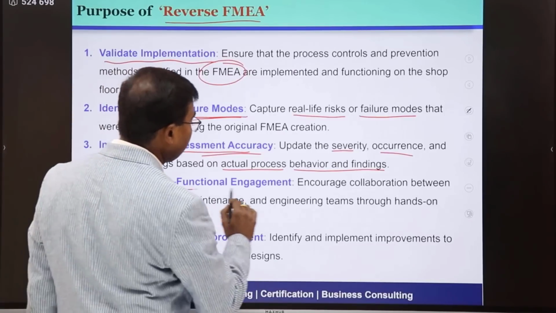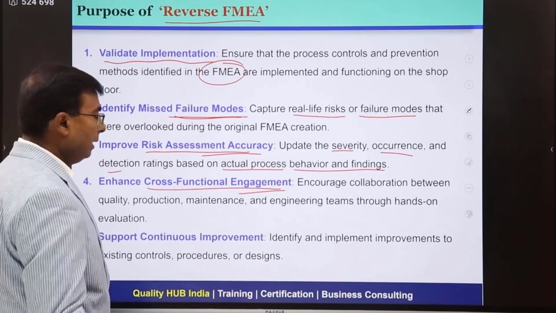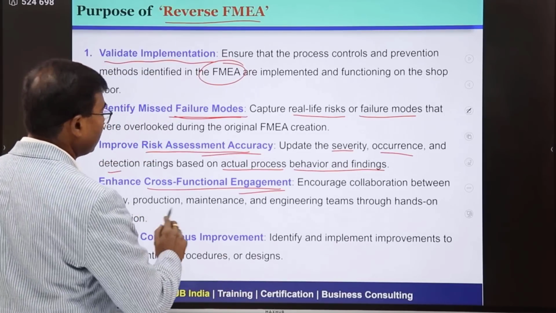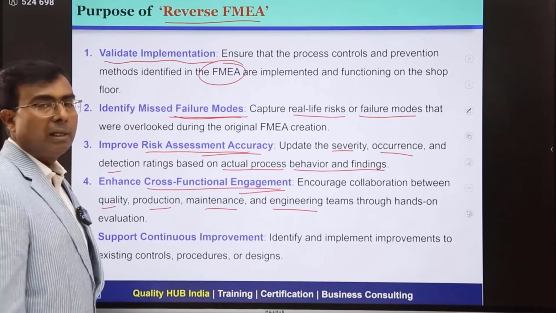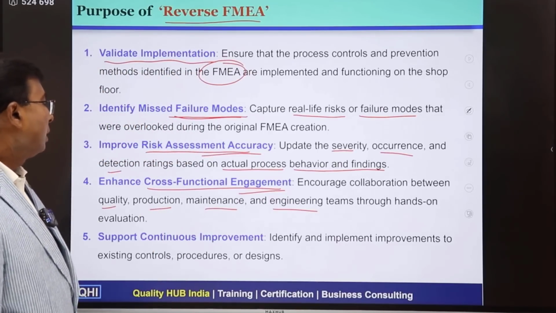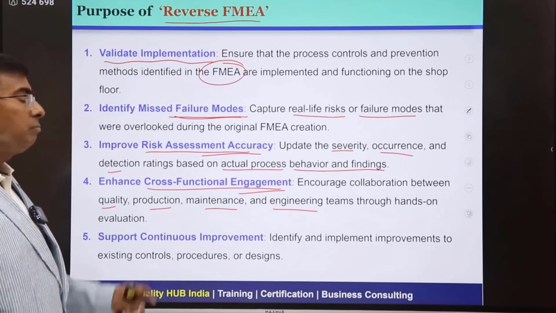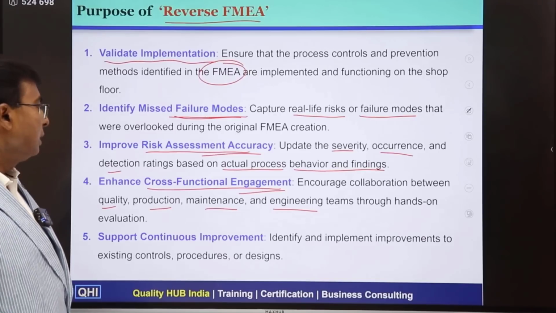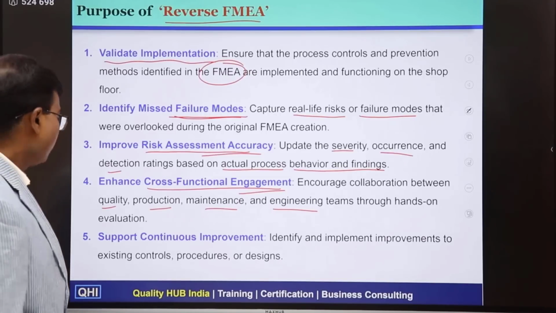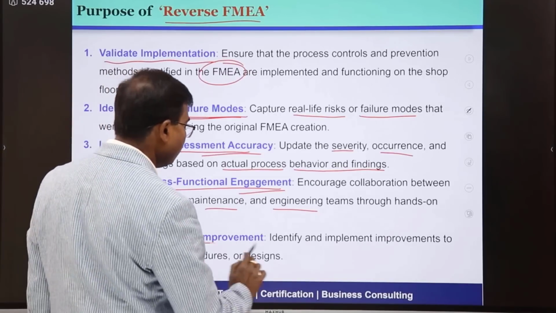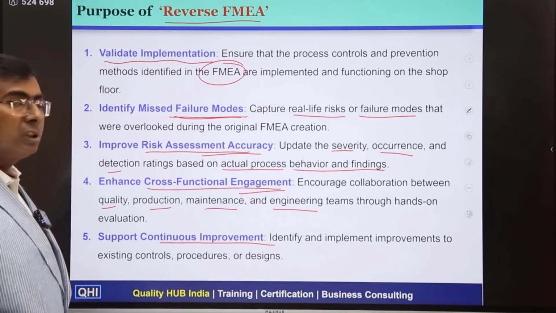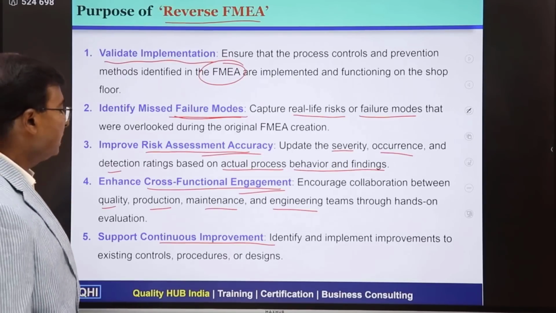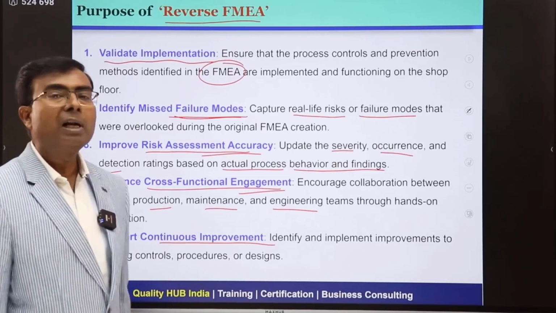Enhance cross-functional engagement. A cross-functional team from different departments like quality, production, maintenance and engineering, and you may include other departments based on the need, can get engaged and do the validation. So it's a sort of collaboration for them also. And this also supports continuous improvement. If it keeps happening on a regular basis, your systems, processes and practices also keep improving.